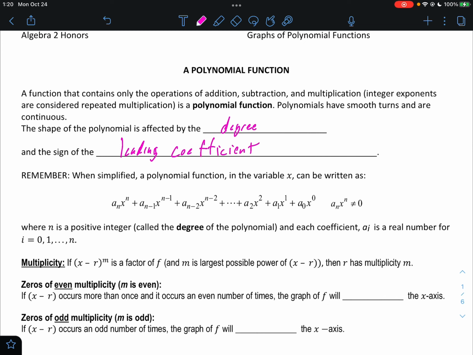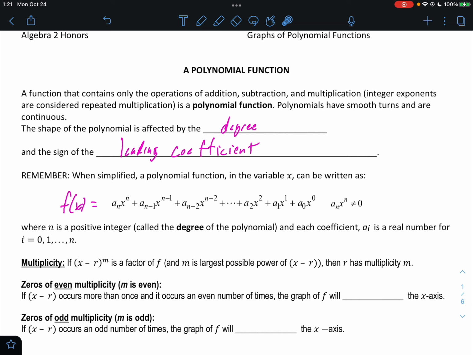As well. Remember, when simplified, a polynomial function is written like this: function equals something that looks like this, where n is some positive integer, and that is the degree right there. And each coefficient, these are the coefficients here, they're all real numbers. And this is the important one here, the leading coefficient.